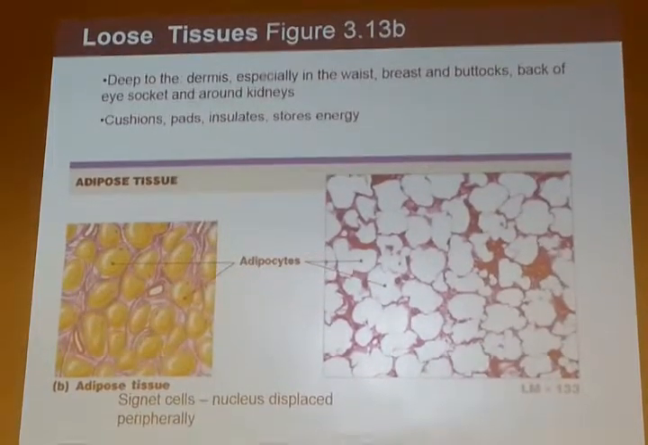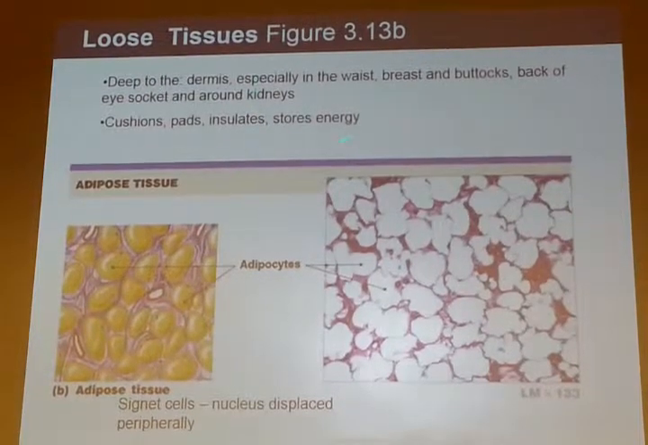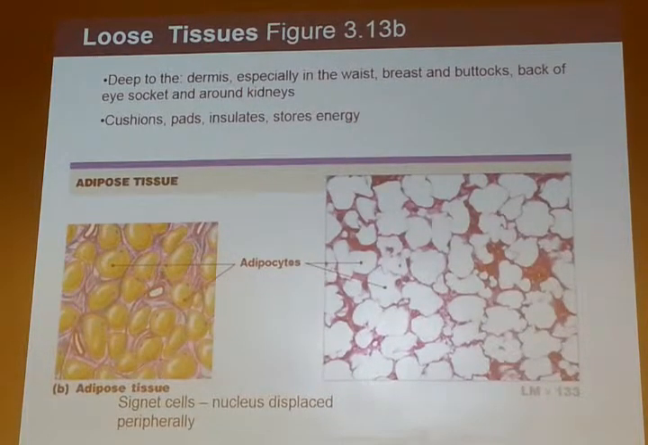Insulation, yeah, we all got subcutaneous fat for insulation. It does store energy, and now we're finding out it also secretes hormones that can mess you up or help you.